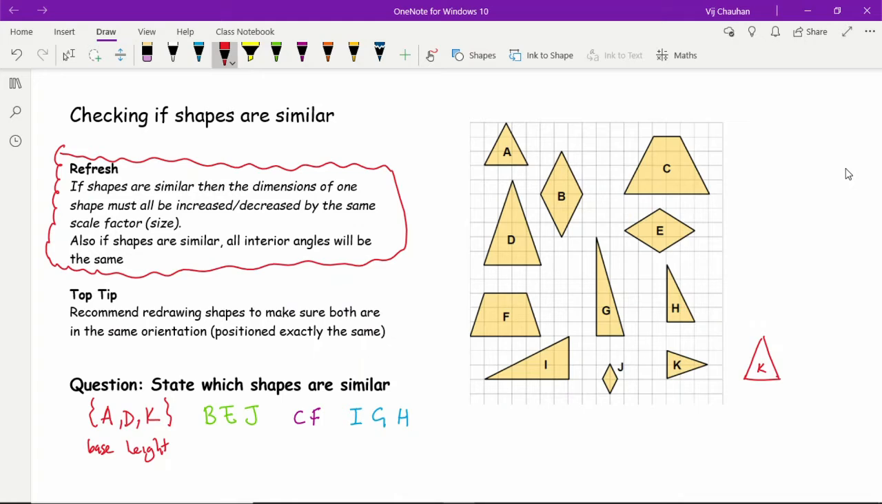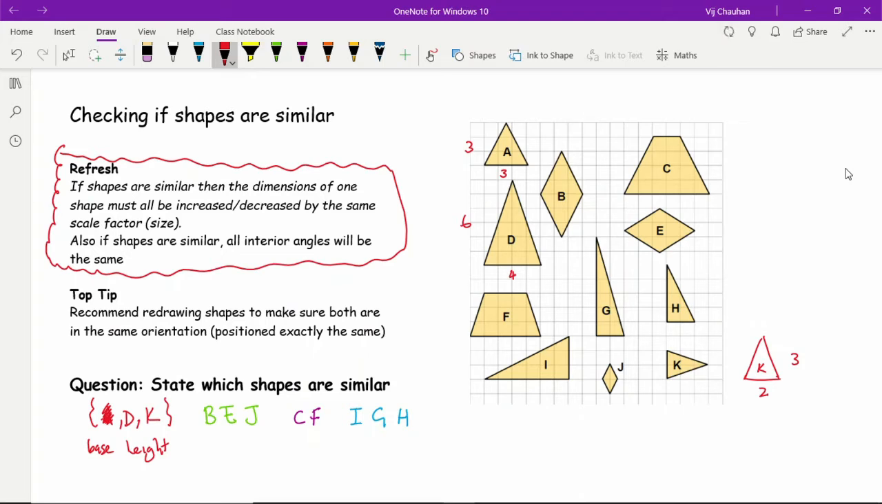So if I look at A, D and K, if I look at the base of this triangle, that's got a base of 3 and the height is 3. If I look at D, that's got a base of 4 and a height of 6. And if I look at K, that's going to have a base of 2 and a height of 3. Now you can see here that with D and K, the bases and the heights are completely different, whereas with A, the base and the height are exactly the same. So I know straight away that A is not going to be a perfect enlargement of D and K.